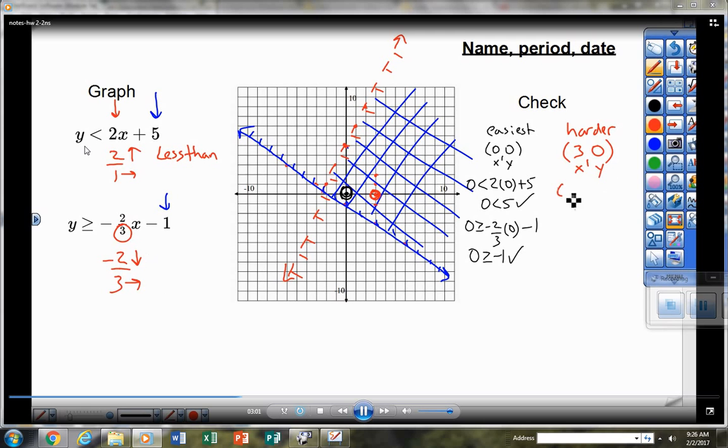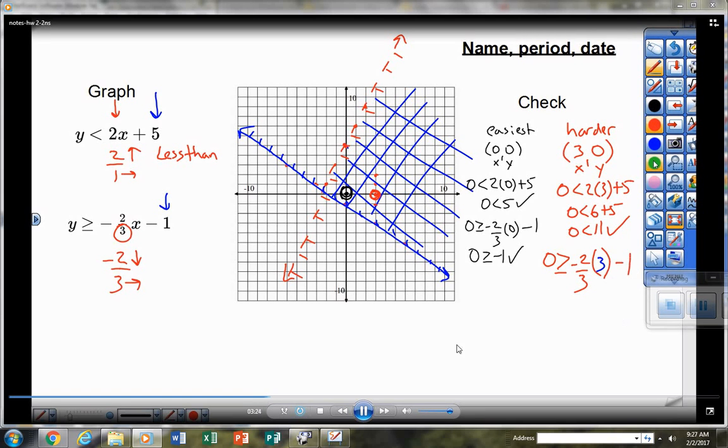0 for y in that first one. 2 times 3, where x used to be, gives me 0 less than 6 plus 5. 0 is less than 11. That's a true statement. When I plug that into the second one, a little bit harder. So 0 greater than or equal to -2/3 times 3, where that x used to be, -1.